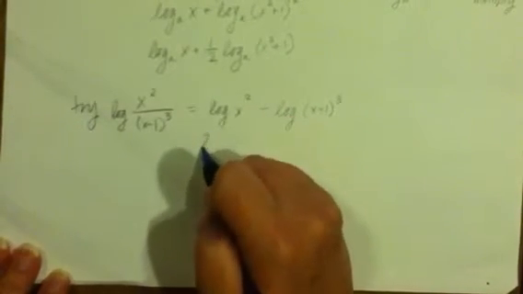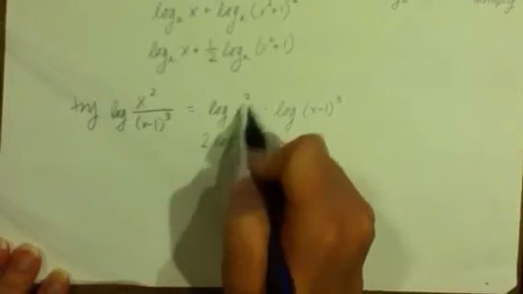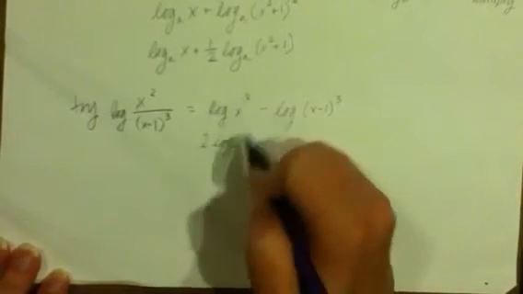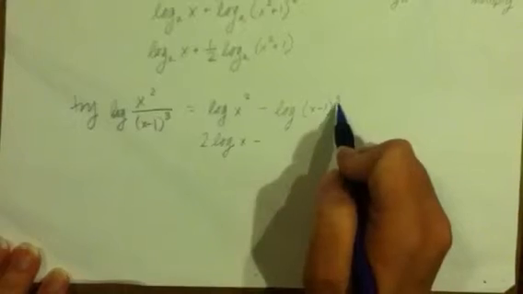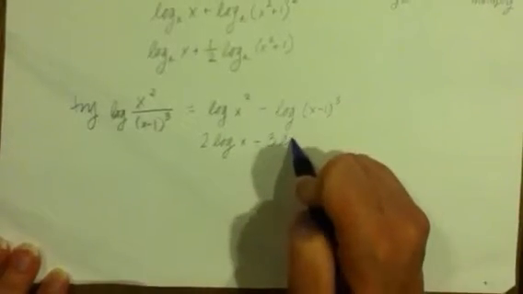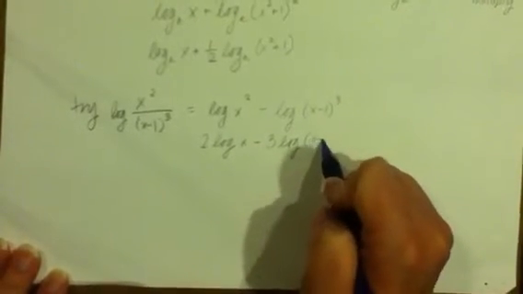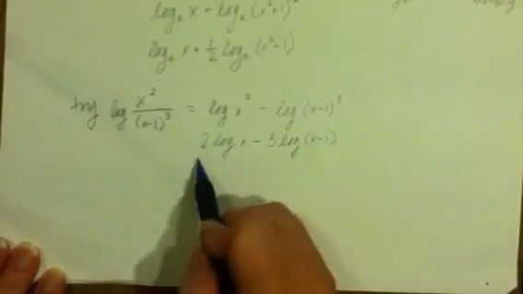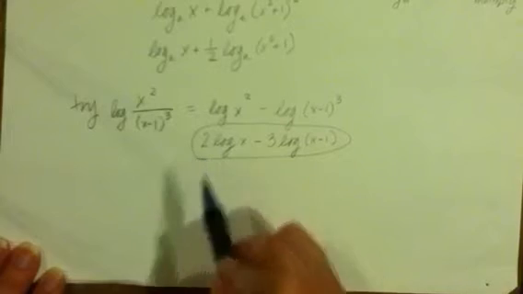Okay, now we have to deal with the exponents. So this exponent would go out front of this one, and this exponent would go out front of this piece here. Now we cannot separate this x minus 1 any further because it's terms, not factors. And that's our final answer.